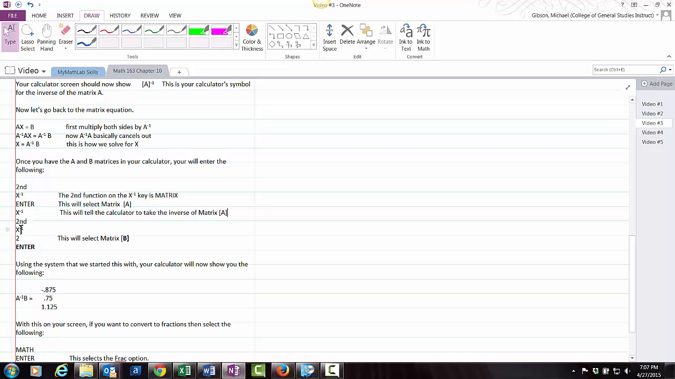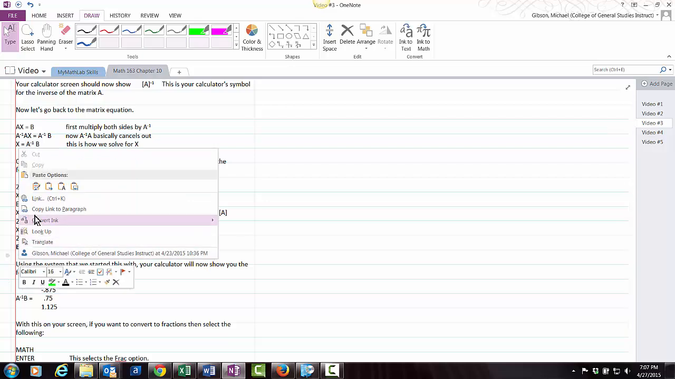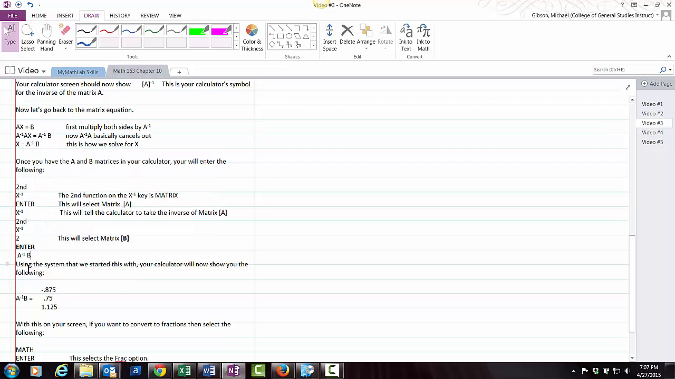Then second x inverse again, that puts us up into the matrix menu, and you can type the number 2. This will select matrix B. If you don't want to type the 2, you'll see on the screen you can do down arrow and enter. That'll also select matrix B. All right. If you do that, okay, so enter. So right now, what it should say on your calculator is A inverse B.